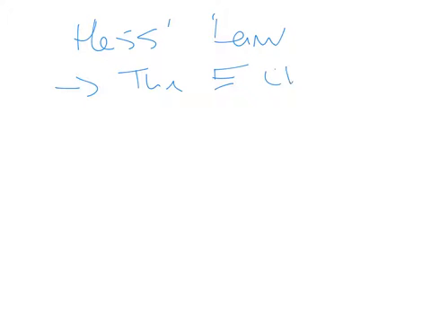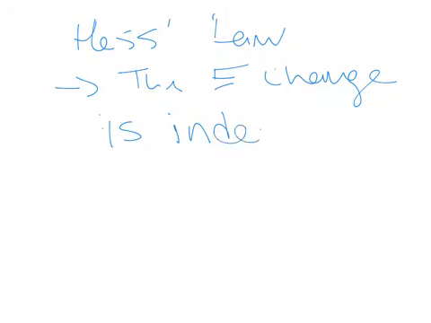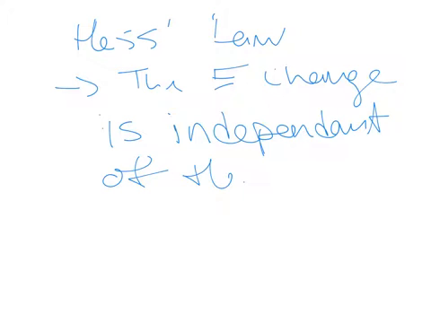Hello. In this video we're going to talk about Hess's law. Now Hess's law is a law that allows us to measure enthalpy changes. So it allows us to do so when we can't directly measure it. So Hess's law is basically the energy change is independent of the path taken.